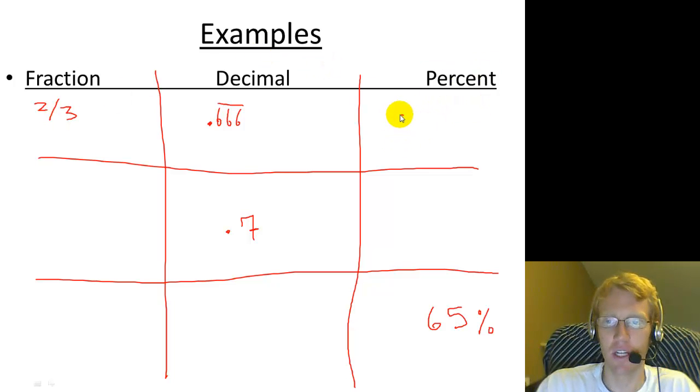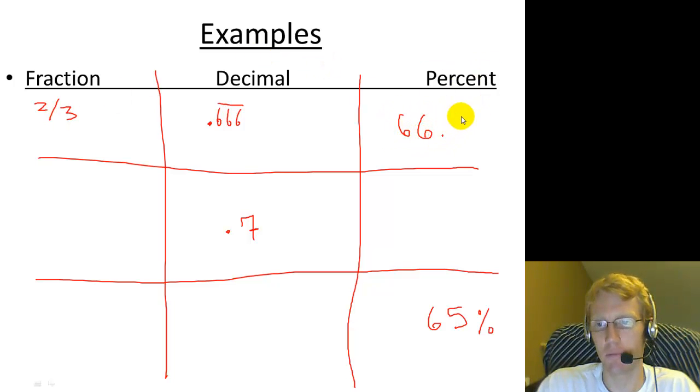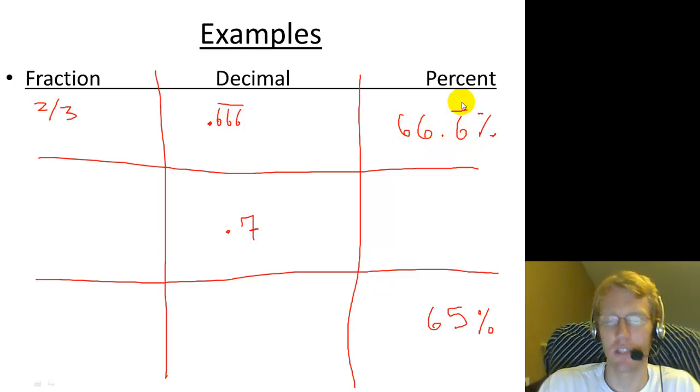So as a percent, this is 66.6%, with that repeating forever. Or if you were going to round it, you would write 66.7% because 6 rounds up.